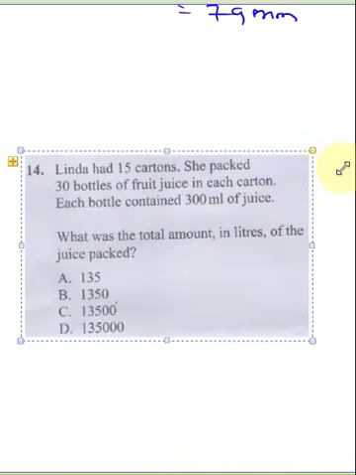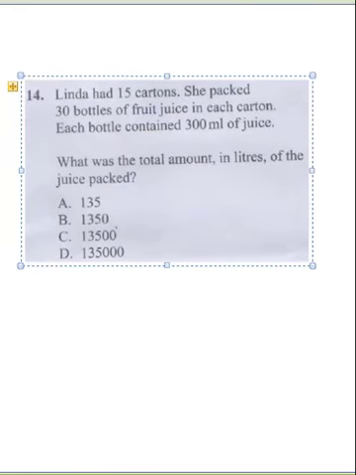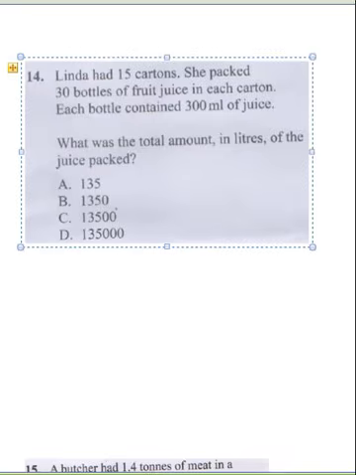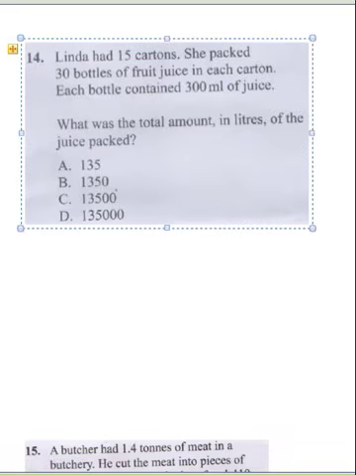Okay. Question 14 says Linda had 15 cartons. She packed 30 bottles of fruit juice in each carton. Each bottle contains 300 ml of juice. What was the total amount in liters of the juice packed?